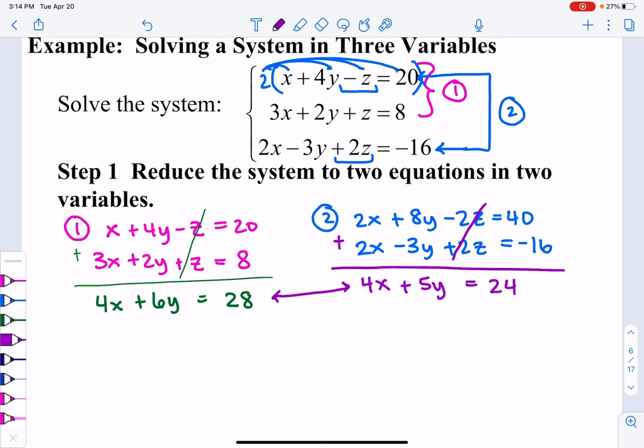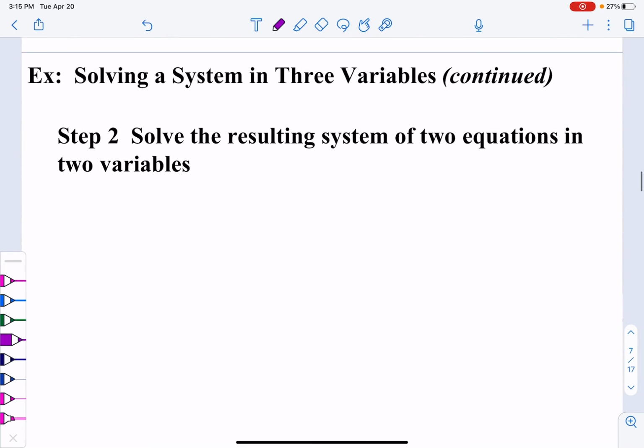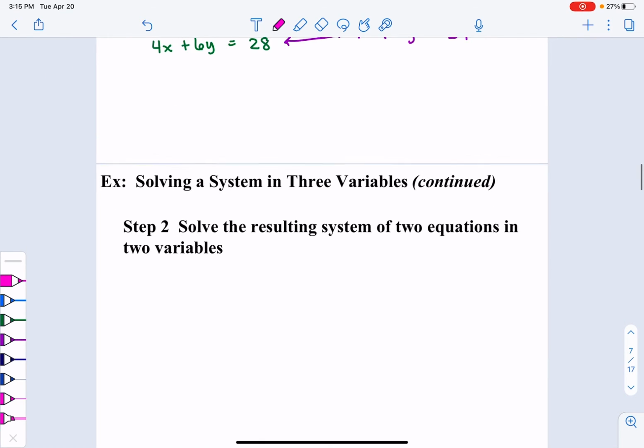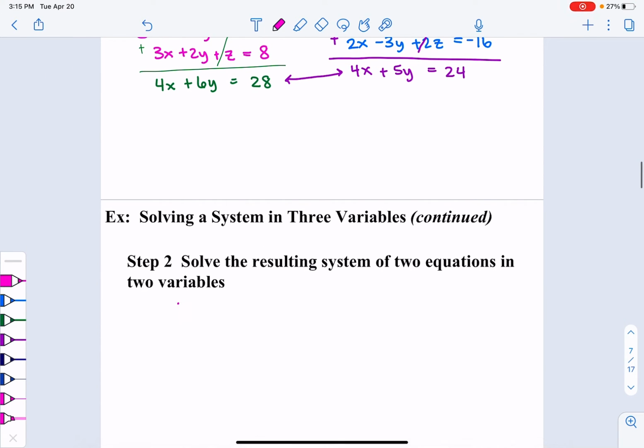So step number 2. Step number 2 says to solve the resulting system of two equations in two variables. I'm going to take those two equations and stack them. We have 4x plus 6y is equal to 28, and 4x plus 5y is equal to 24.